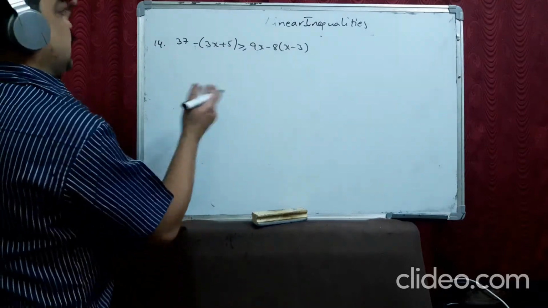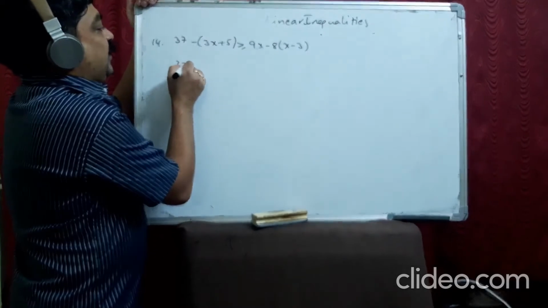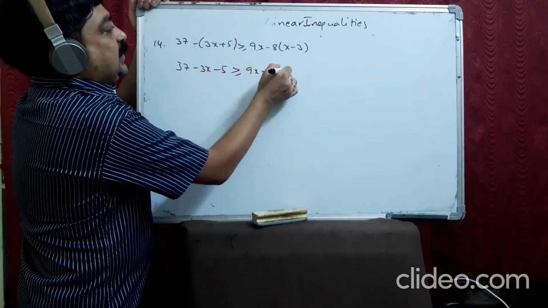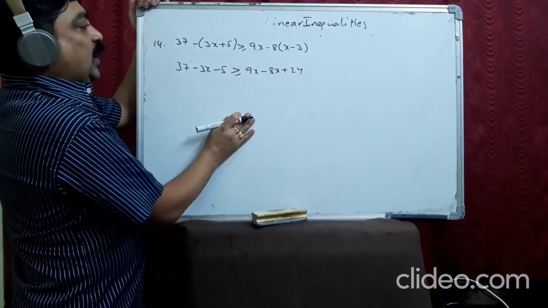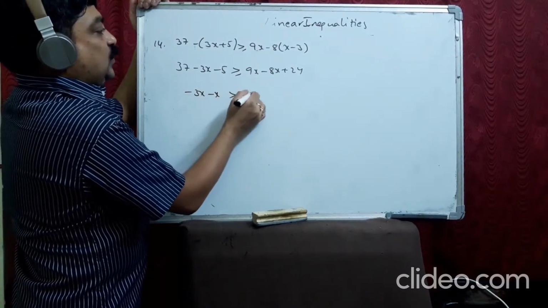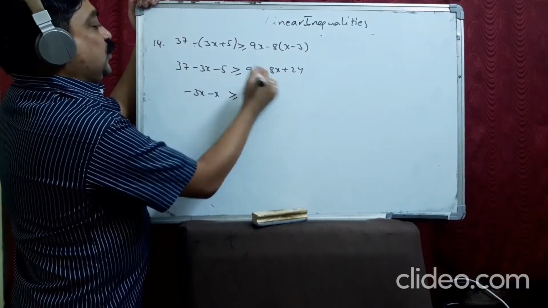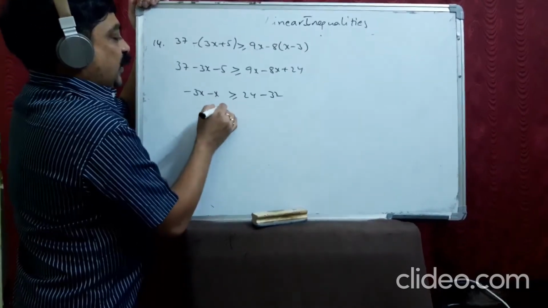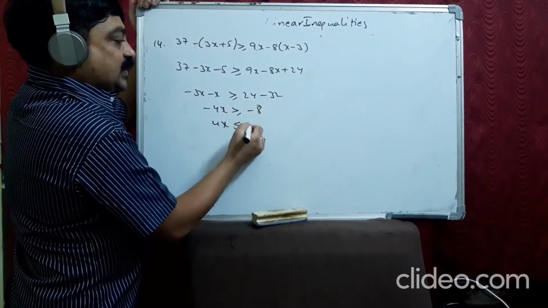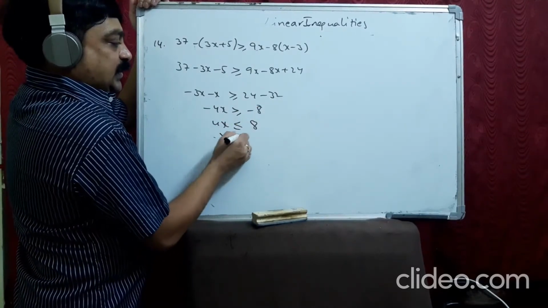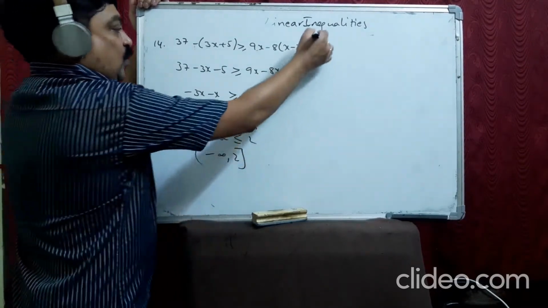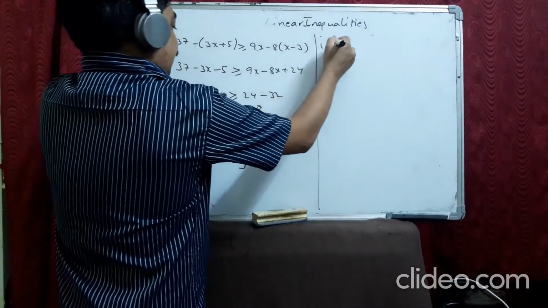See the 14th one, same process. 37 minus 3x minus 5. 9x minus 8x plus 24. Bring all x's to one side. This becomes x minus 3x minus x greater than or equal to 24. This becomes 32. It will become minus 32. So minus 4x greater than or equal to minus 8. Multiply with minus, 4x less than or equal to 8. Then x is less than or equal to 2. So minus infinity to 2. Okay. Next. 15.